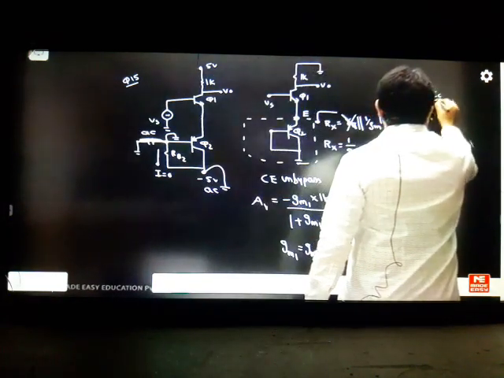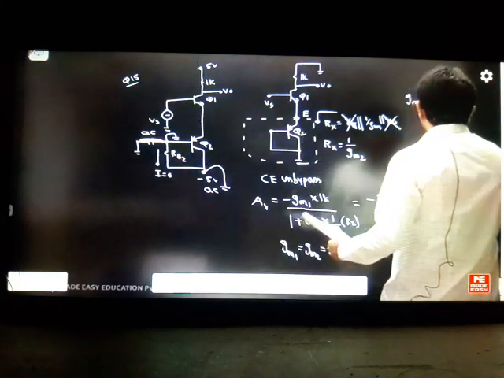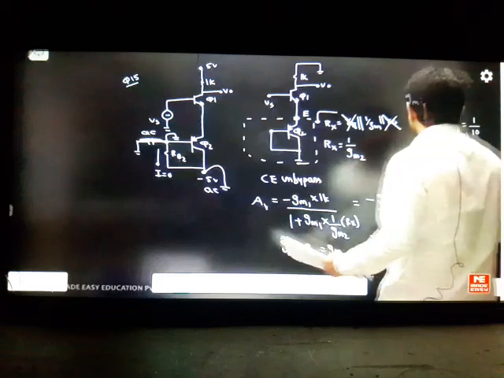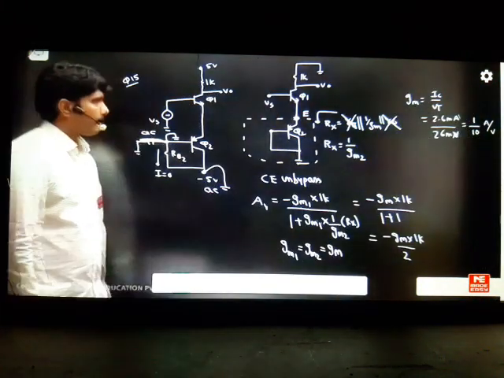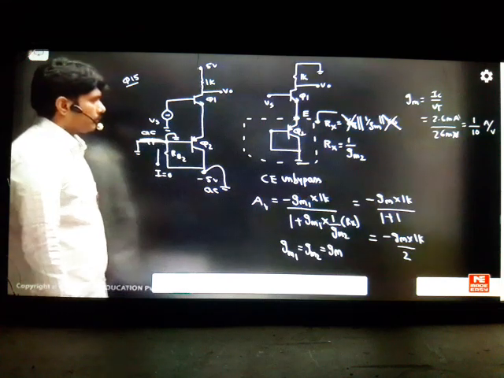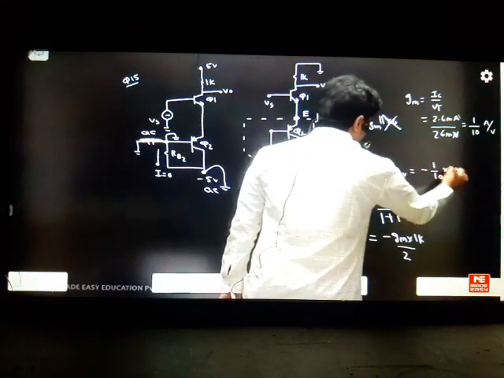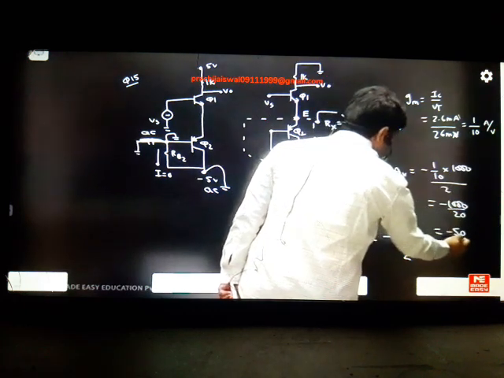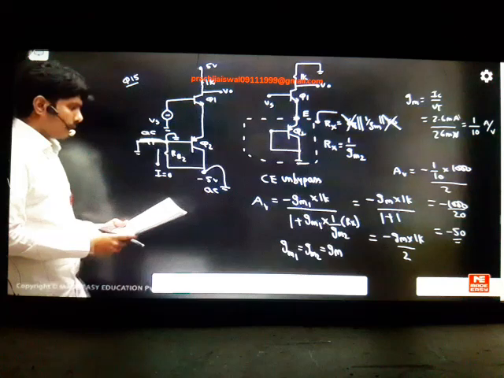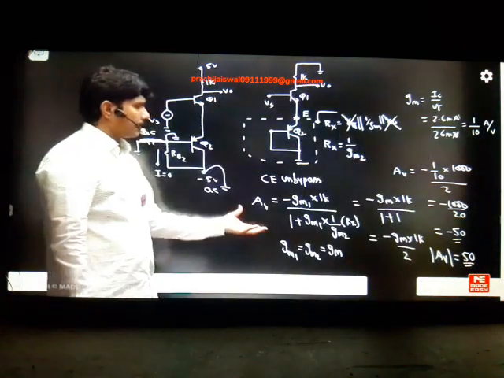So Gm you have to find out in the problem. Gm is nothing but ICQ by VT. IC he has given as 2.6 milliamperes, VT he has given as 26 millivolts. The answer is 1 by 10 ampere per volt. Gm is 1 by 10 ampere per volt. So the answer, if you write, is 1 by 10 into 1000 divided by 2. It is 1000 by 20, minus 50. So the gain is coming to be minus 50. And he said magnitude, so the answer is 50. Whatever we studied, same thing I have done there.